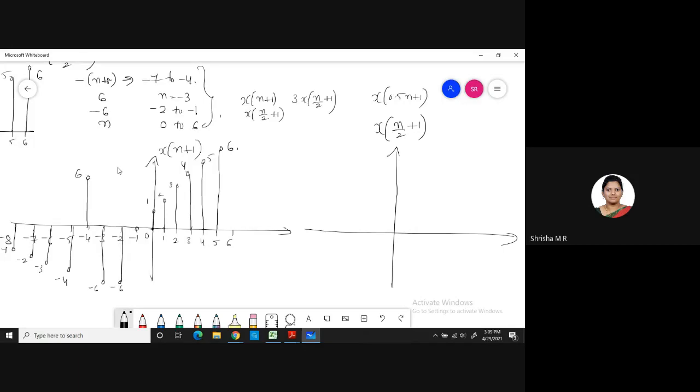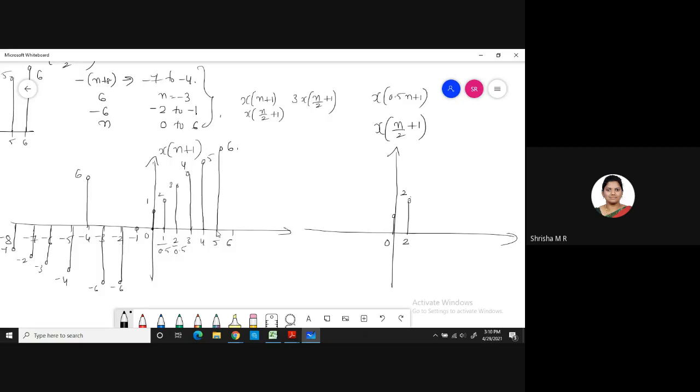So what does this mean? What happens now? The signal which is at 0 will be at 0 only. The signal which is at 1 will go to 2. The signal at 2 will go to 4. The signal at 3 will go to 6. The signal at 4 will go to 8. The signal at 5 will go to 10. Got it? The signal at 0 will be 0 only. We are scaling by 0.5, correct? So the signal at 1 will go to 2.